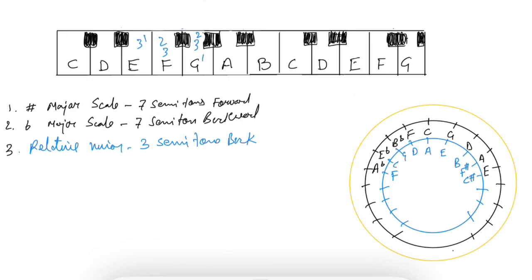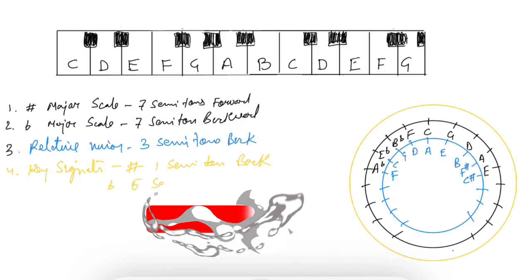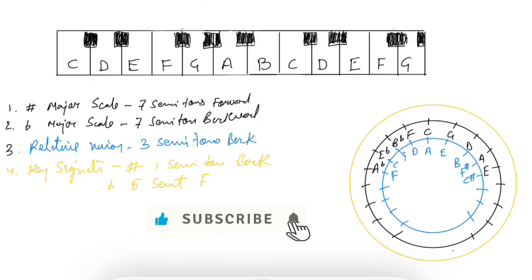Okay, last one is, now, 2 more points we have in this one. Now you have to find the key signature. You have to move 1 semitone back. Okay, and for the flat, you have to move 5 semitones forward. Okay, I'll show you how.